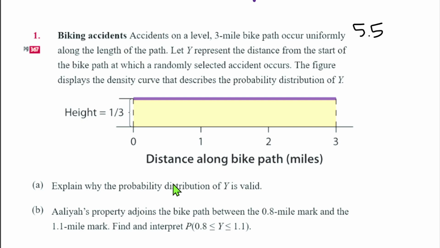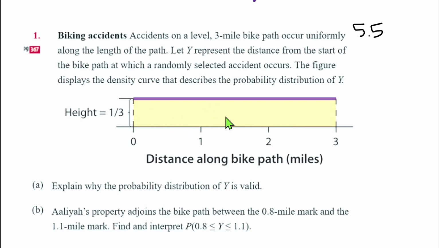This is basically saying that on a bike path that's 3 miles long, you have an equal probability of randomly finding someone at the beginning as you do at the end. Y represents the distance from the start of the bike path at which a randomly selected accident occurs. So they're saying an accident can happen anywhere. It's not more likely to happen here than here.